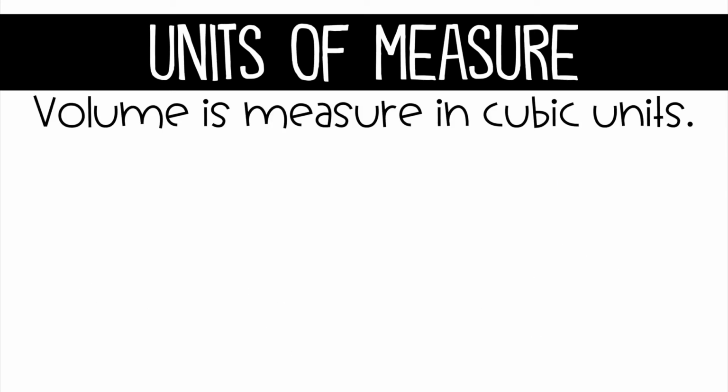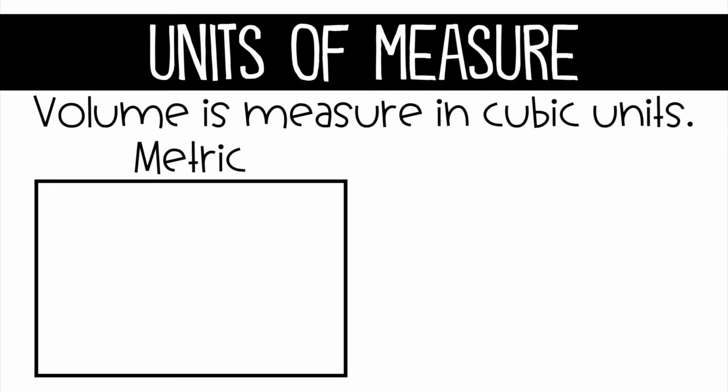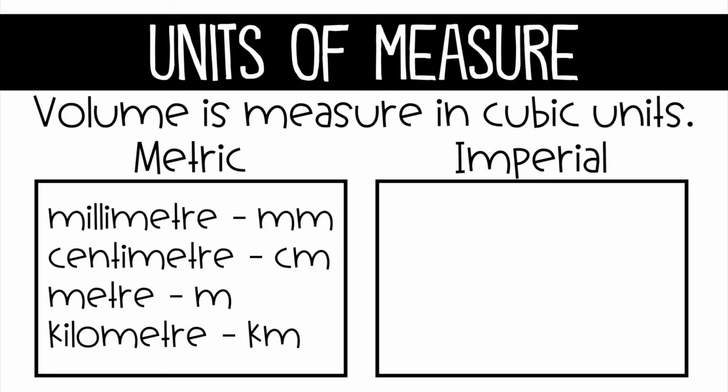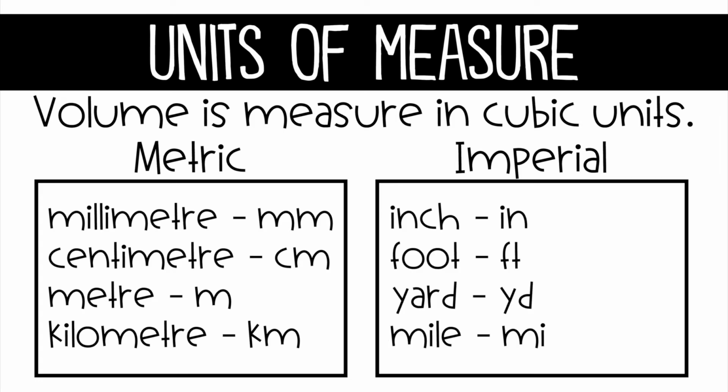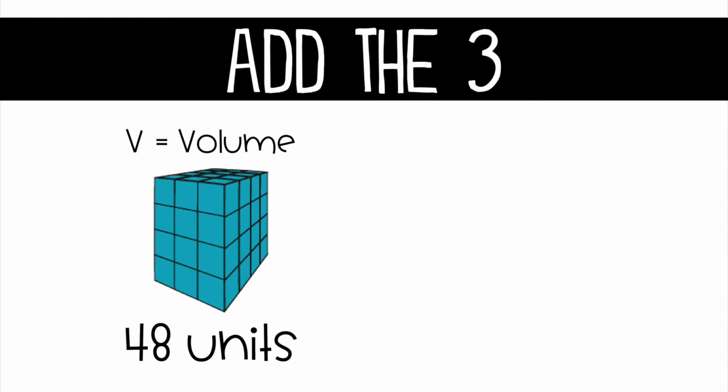Our next step is to add the unit of measure. Volume is measured in cubic units. Units of measure include the metric system and the imperial system, like centimeters, meters, kilometers, etc., and inches, feet, yards, and miles, for example. Okay, so now we know there are 48 cubes, or 48 cubed units.